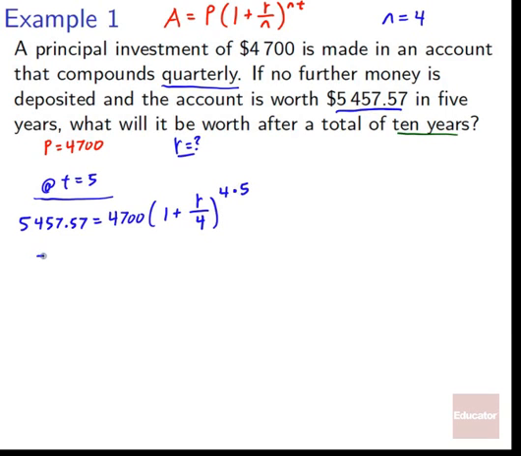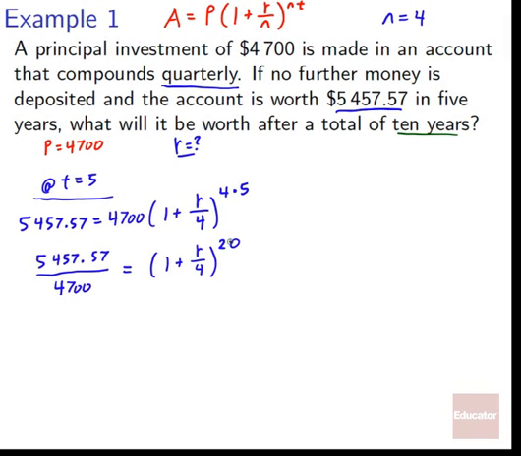So we work this out, we get $5,457.57 over $4,700 equals 1 plus r over 4 to the 20th. Now at this point we'd probably be tempted, how can we use logs? How are logs connected to this? We could take the natural log of both sides, we could bring down the 20, but then we'd wind up having natural log of 1 plus r over 4. We're actually losing sight of a much simpler way.